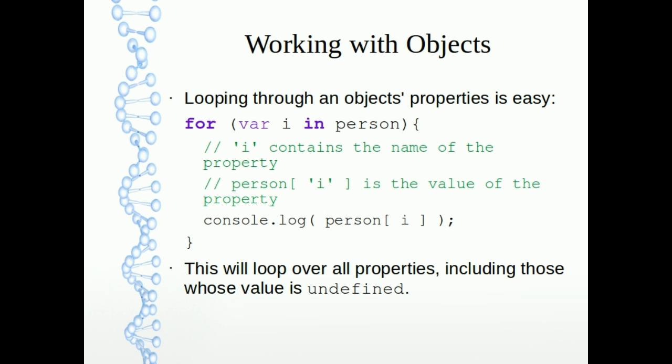Now let's take a look at how we can easily loop through all of the properties of an object. We say for var I in person, where person is the object we want to loop through, and we want to be able to reference the property within the loop by using the I variable. Note that I contains the name of the property, not the value, and that we would place the I variable in square bracket notation to access the property's value. In this example, we output the property's value to the console.